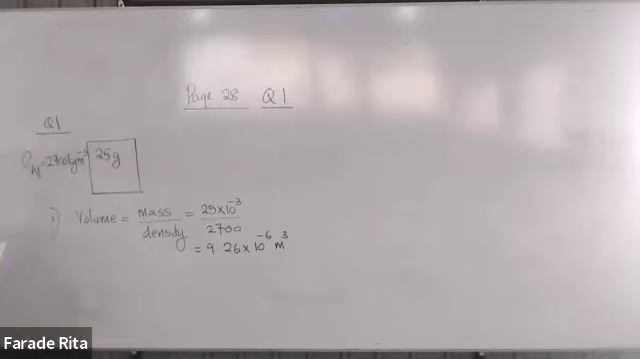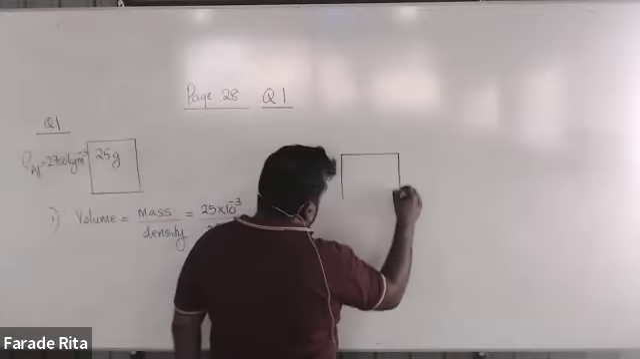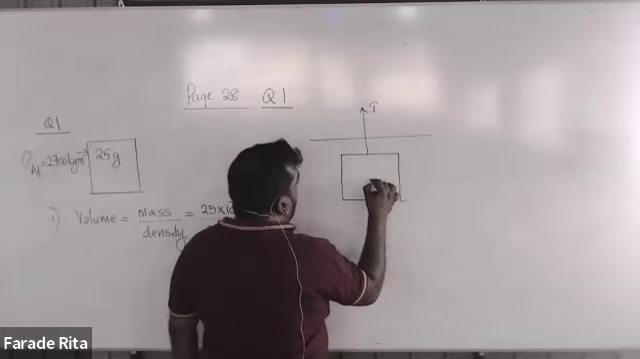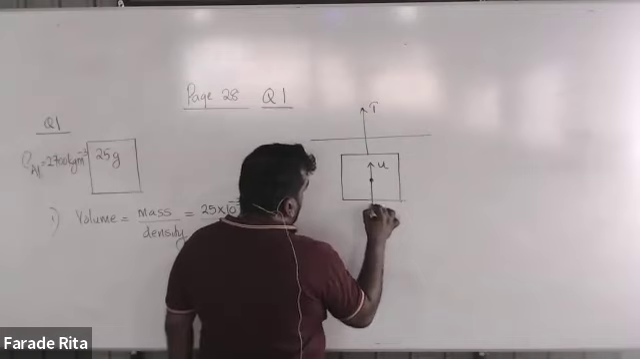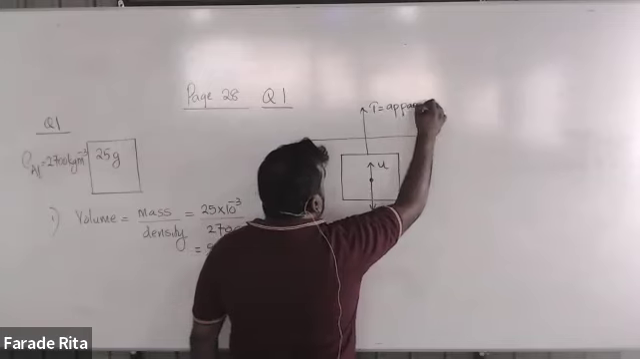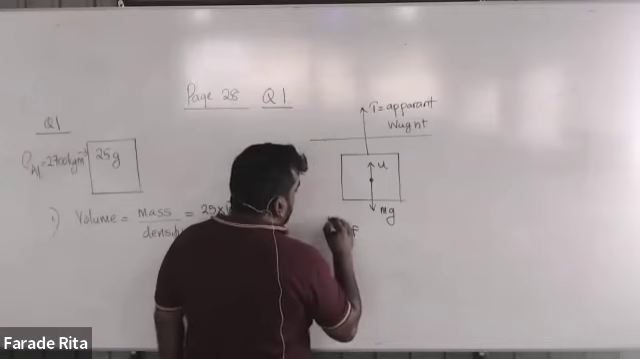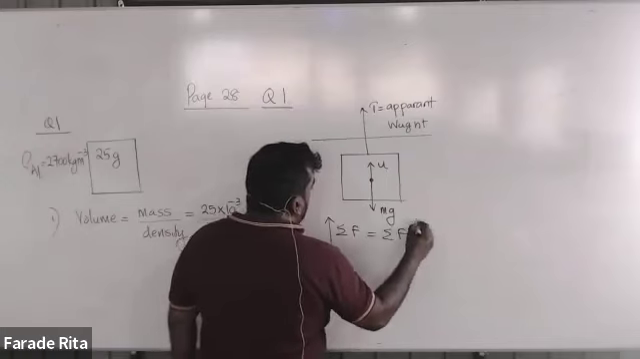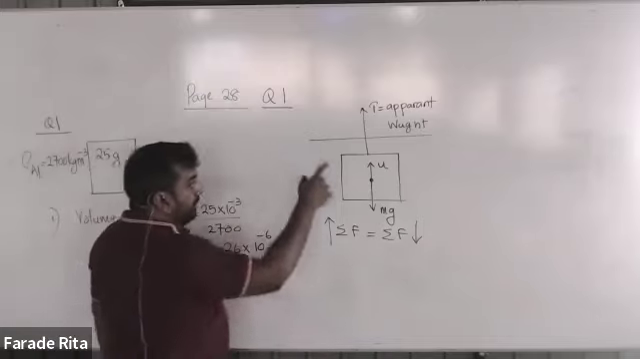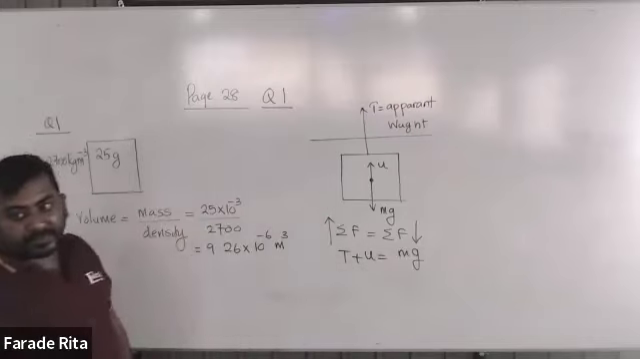Then what will be the tension if it's totally submerged in water? So the object is fully submerged in water, tension means apparent weight. You all know from last week, you have done the examples. Sum of forces in the upward direction balances sum of forces downward. Tension plus upthrust balances weight.